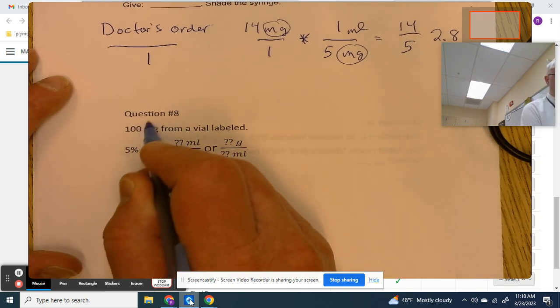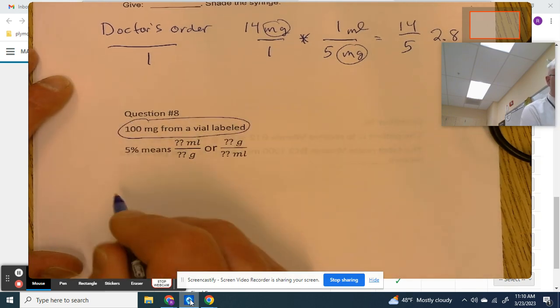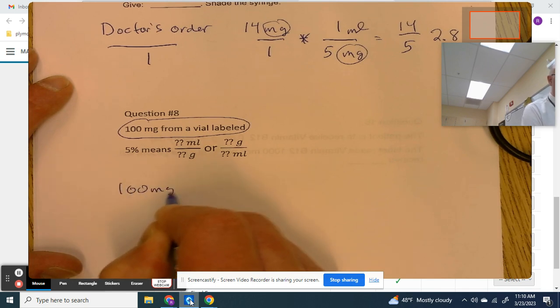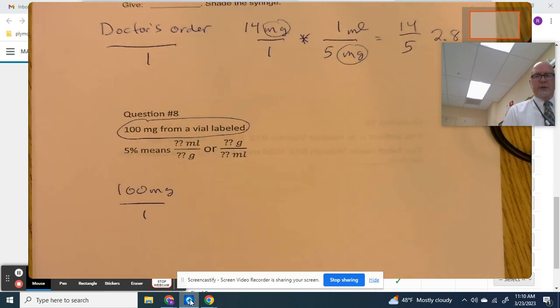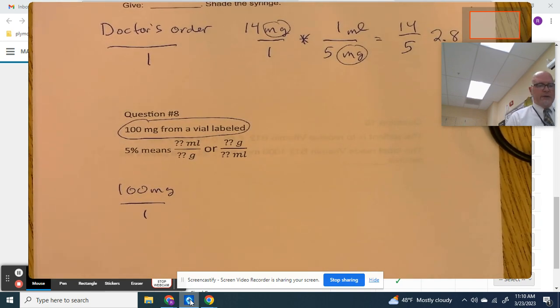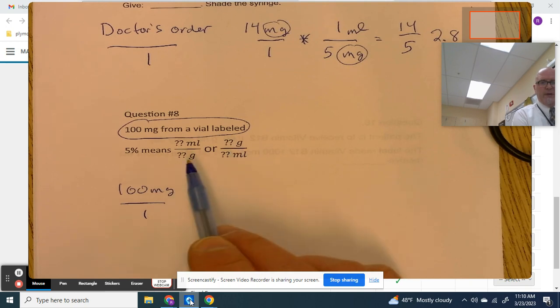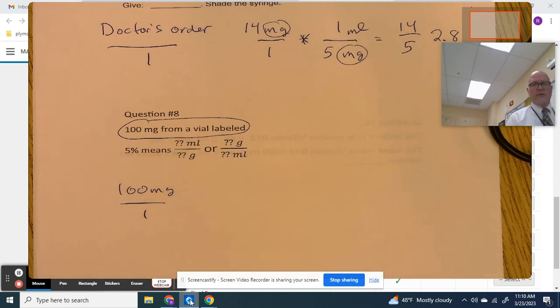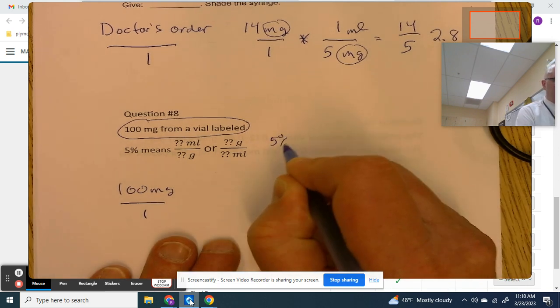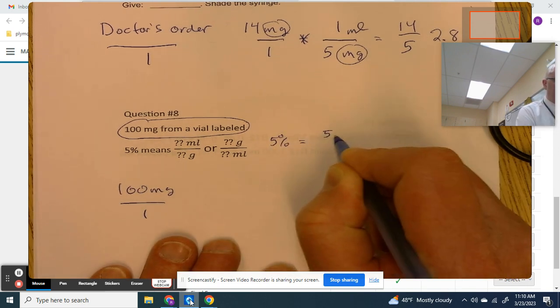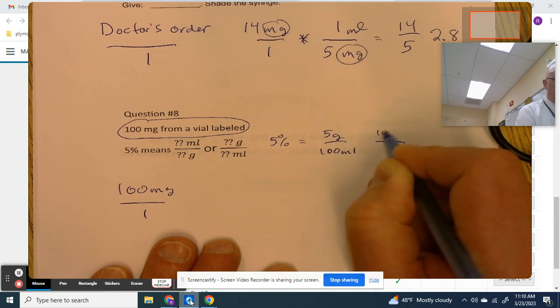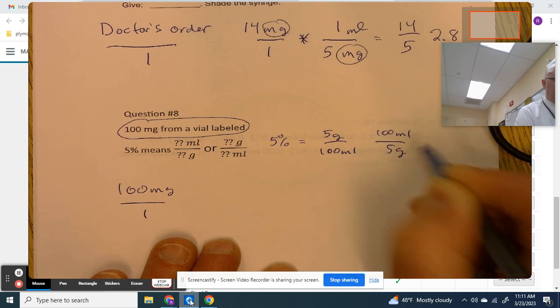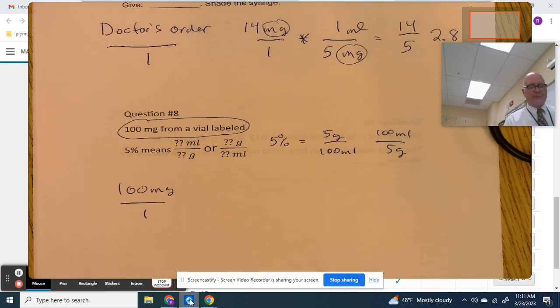So this is our doctor's order in some ways again. So we are going to write down 100 mgs over 1. Okay? Now, this is a trick question already, but the idea here is, what is the deal with these question marks here that are talking about 5%? If you have a solution that is labeled any percent, a 5% solution is either going to be 5 grams over 100 mLs or 100 mLs over 5 grams. It is never going to be anything but that.